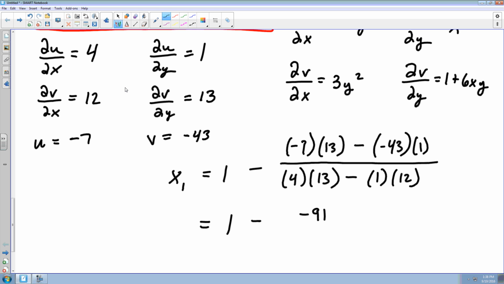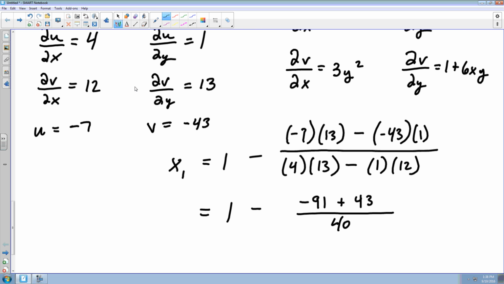Minus 91, basically plus 43. And I think we can do the bottom here. 4 times 13, what's that? That's 26 times 2. What's that? 52. 52 minus 12 is 40. So I think the bottom's 40.